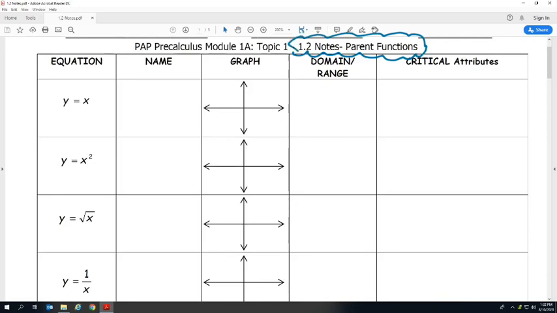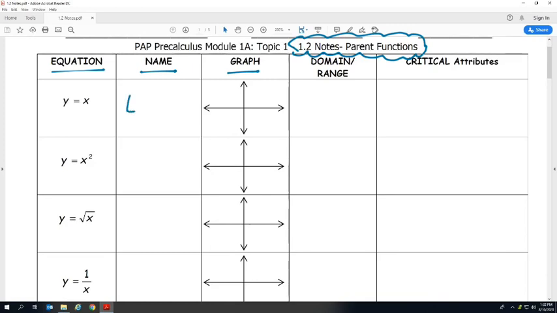It'll include the parent functions and piecewise functions. So we're going to focus first on parent functions. These are functions that you need to be very familiar with. You've been studying them since Algebra 1. You need to know what their equation is, what the name is that matches that equation, what the graph looks like, and then critical attributes like what the domain and range is, as well as some other critical attributes.